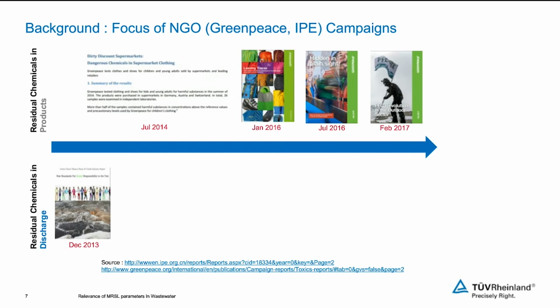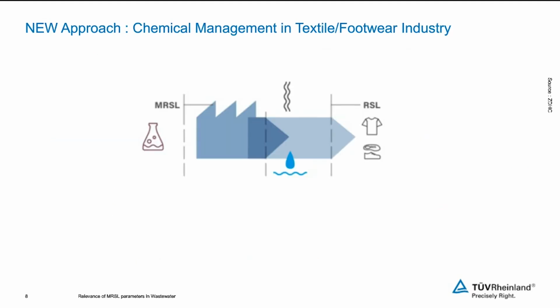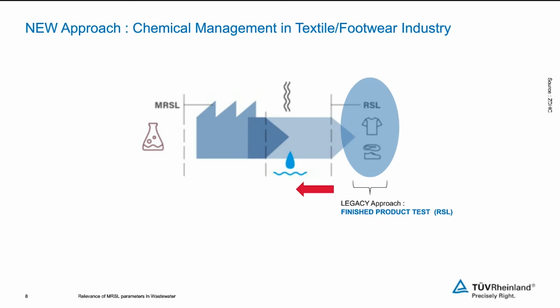This led to updates for the product safety and quality requirements via the RSLs and to the supplier code of conduct that now started to include stricter requirements for monitoring emissions. This is represented with the new approach for chemical management, or rather chemical compliance, whereby in addition to the RSL requirements for finished products, there is also emphasis on production process and on the input chemistry, which is governed by the MRSL.